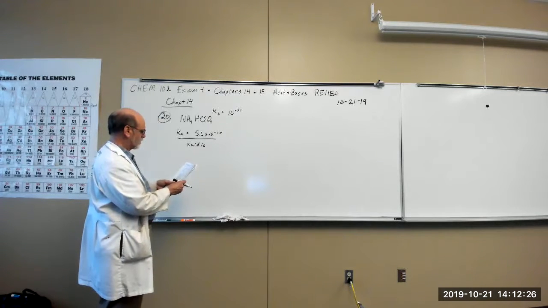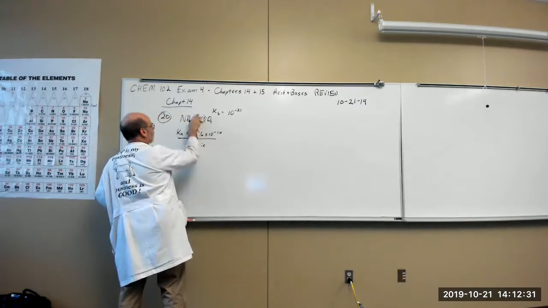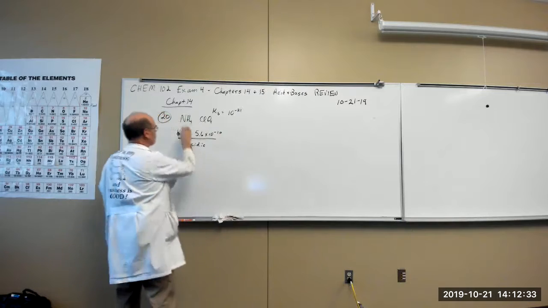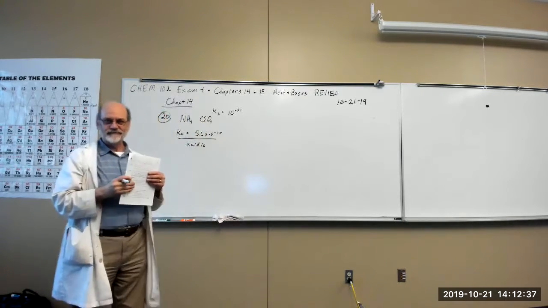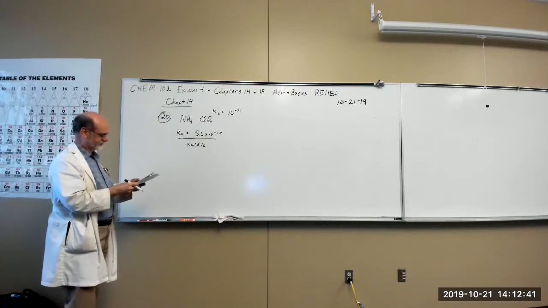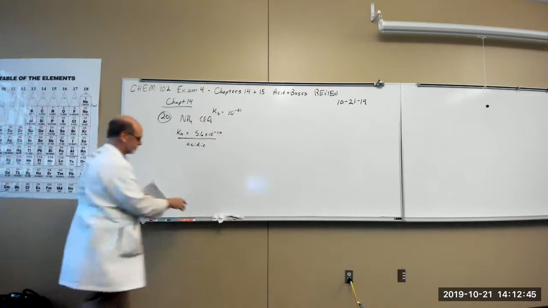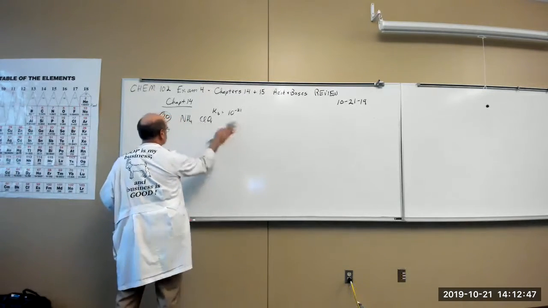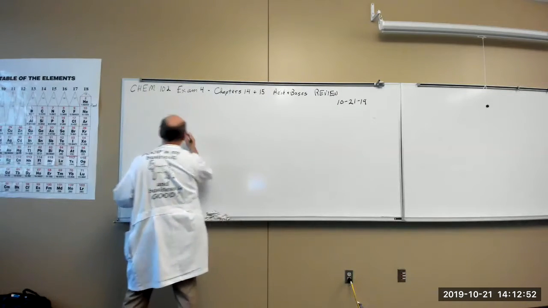Did I write that correctly? No, I didn't. There we go. Ammonium perchlorate. Okay? That's 20. Oops. Didn't mean to do that.